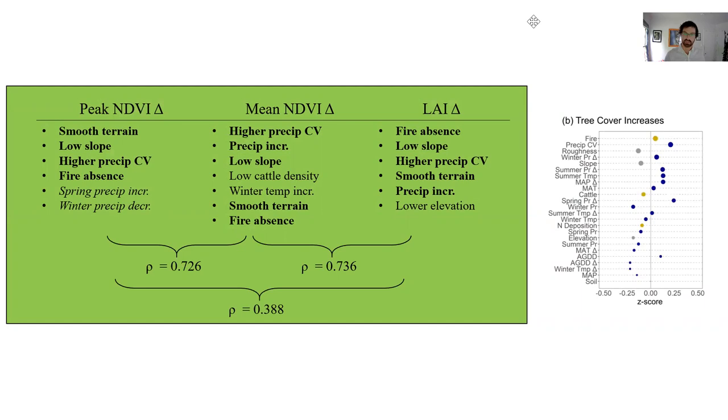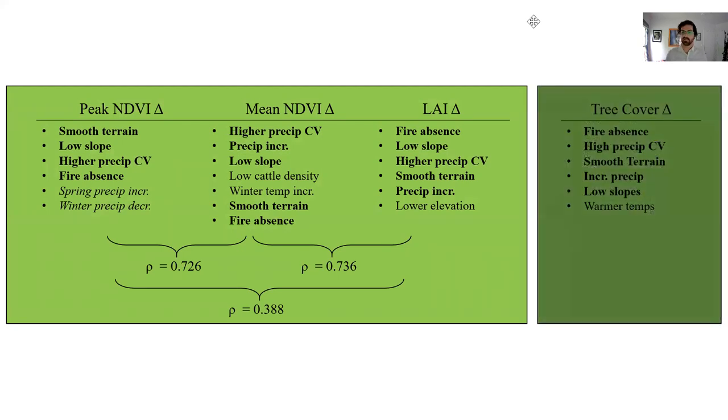Looking at tree cover change in the same fashion, we see the same 5 or 6 pop out: the absence of fire, precipitation variability, smooth topography, and increasing precipitation are what's driving tree cover increase, and thus those are highly correlated with the greening variables on average. So unsurprisingly, these two vegetative changes are being driven by similar drivers.